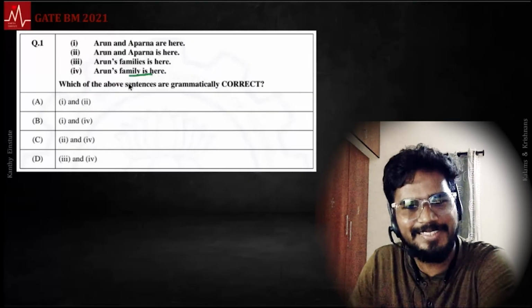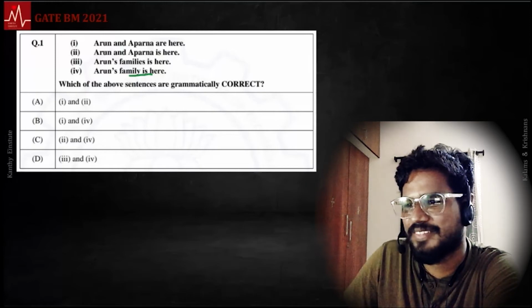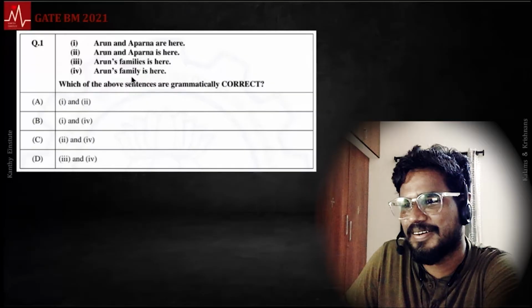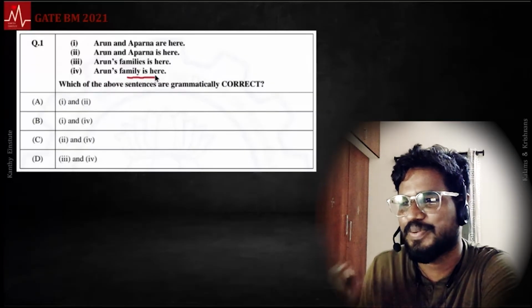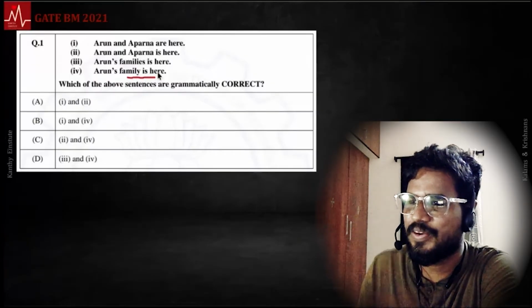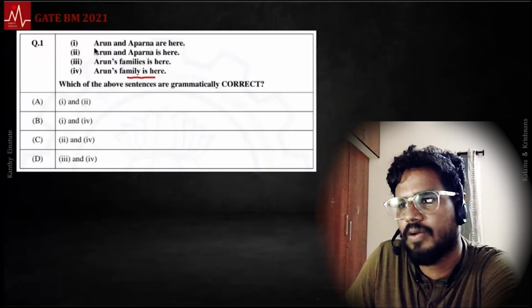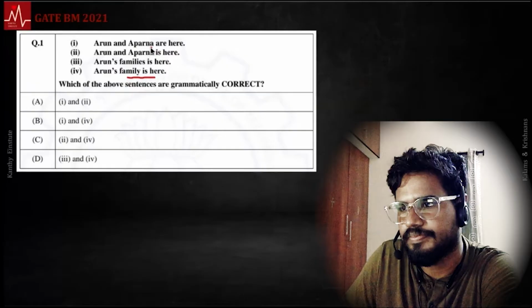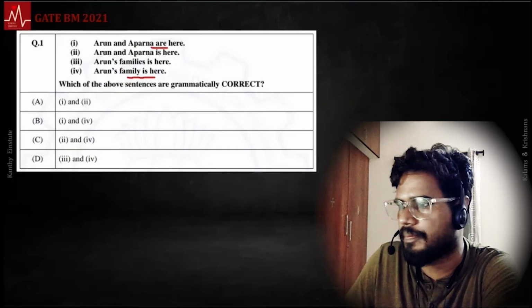Plural. There itself, this is kind of like, you know, quickly turning on the red light. So this is Arun and Aparna, two people, plural, you use 'are'. So this is 1 and 4.